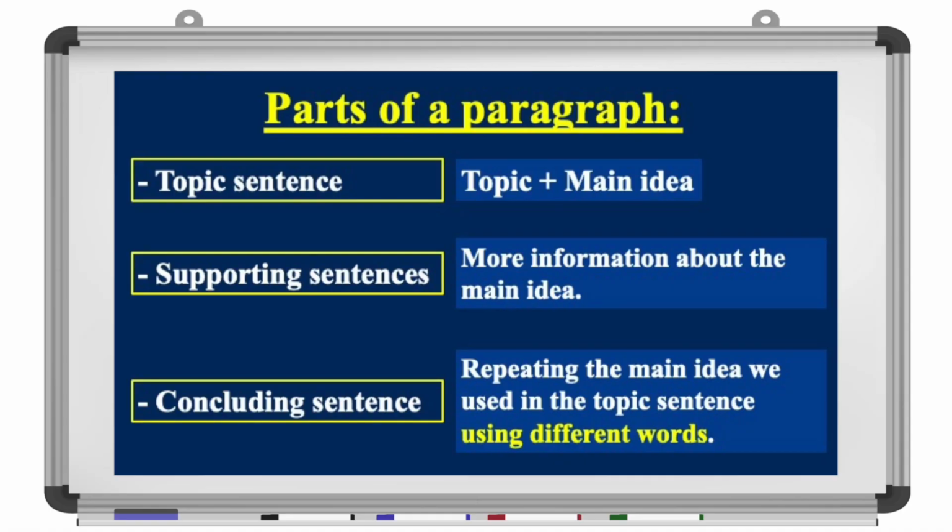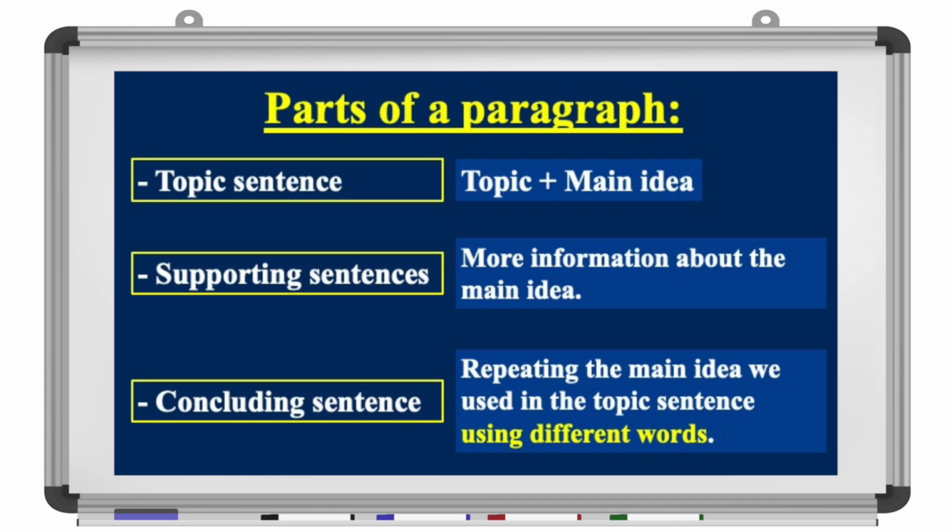What does that mean? It means that the topic sentence comes at the beginning of the paragraph, and in it you have to write the topic followed by a sentence, and the sentence should include the main idea of the topic you're talking about in this paragraph. The supporting sentences are sentences following the topic sentence to give more ideas about the topic itself. And then you will conclude the paragraph with a concluding sentence. A concluding sentence is basically repeating the main idea you mentioned, using different words. Okay? So this is the paragraph.